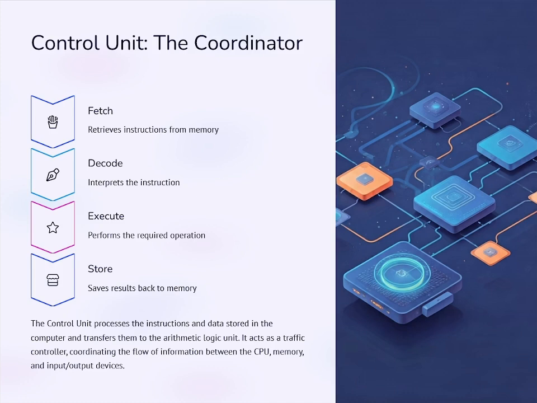These results are always stored in the secondary storage. Now, the control unit will always process instructions and data in the computer and transfer them into the arithmetic and logic unit. It acts as a traffic controller by coordinating the flow of information between the CPU, the memory, and the input/output devices. That is just the work of the control unit. It is the coordinator, in short.